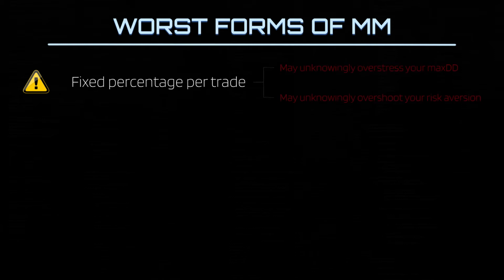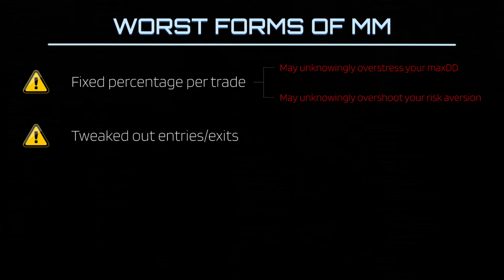This is the best way to either wreck your bankroll, because your trade size unknowingly overstressed your actual strategy's max drawdown into a margin call, or to overshoot your own risk aversion and make you crack under pressure into a panic trade. The second category is the money management scheme relying on the tweaked entries and exits.